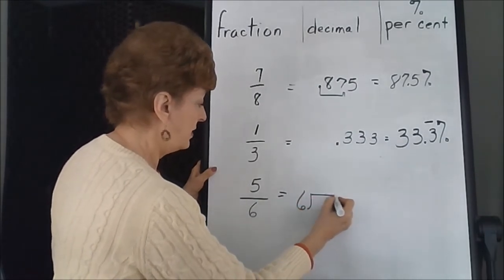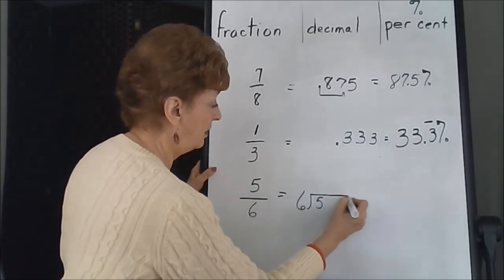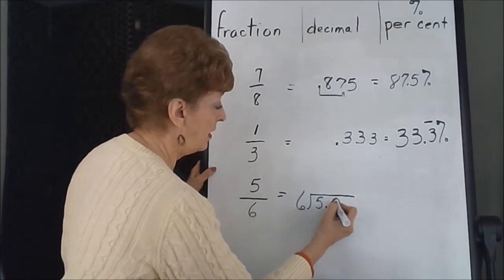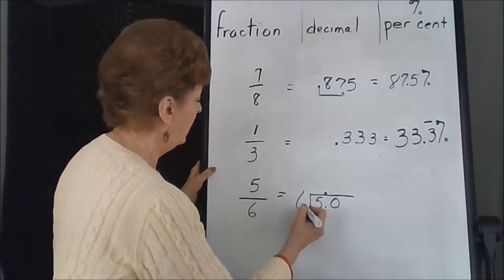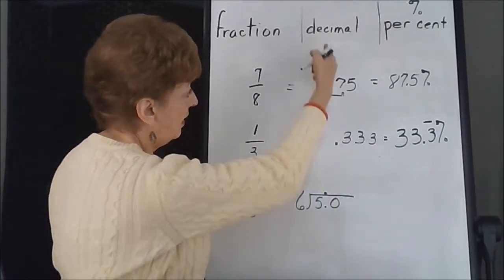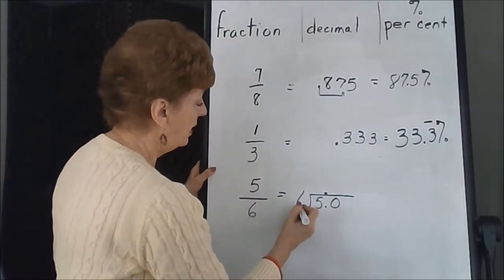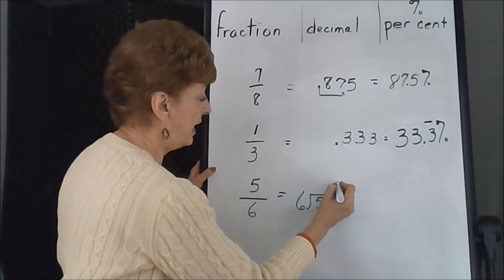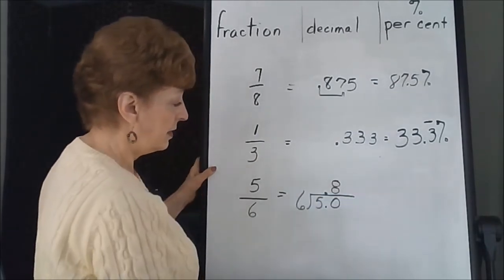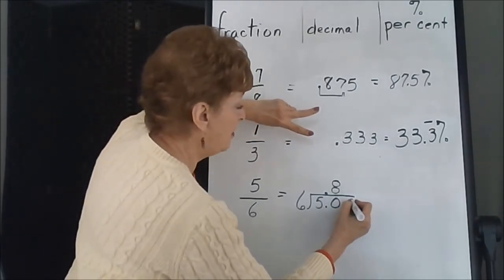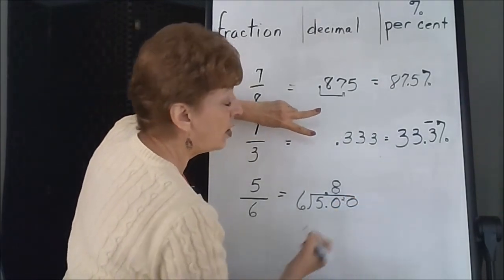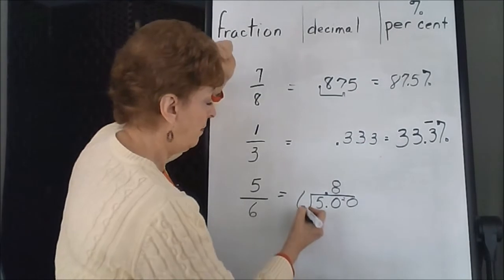6 divides into 5. I'm going to put a 0 on this so I can put my decimal point straight up into the answer. When the division is finished, I will have my decimal equivalent. 6 divides into 50 8 times. 8 times 6 is 48, 49, 50. There's a remainder of 2. I'm putting a 0 on to accept my remainder.